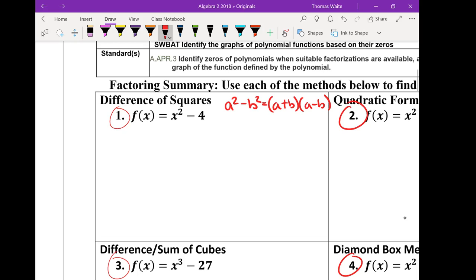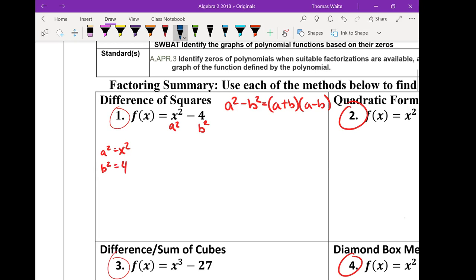So the first thing I do when I do this, I like to match up my terms. So this x squared is like my a squared. My 4 is like my b squared. So a squared equals x squared, and b squared equals 4.